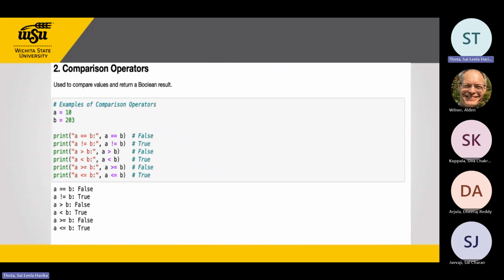I try to print A equal to B. It's false, because both are not equal. A not equal to B is true. A greater than B is false. A less than B is true. The next one is A greater than or equal to B, which is false, and A less than or equal to B, which is true. So these are simply the comparison operators.